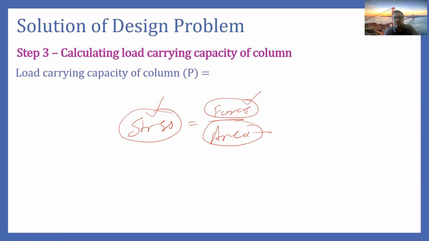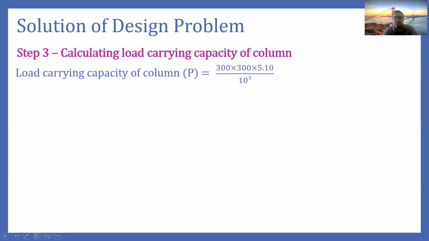Here we are supposed to find out the load carrying capacity of the column, so this time we are supposed to find out this force value. We have the area, we have the stress. So force is equal to stress into area, and that is what I have done. Here you can see 300 by 300 is the area, and 5.1 is the permissible stress. Because the area is in mm square and the stress is in Newton per mm square, the load will be in Newton.